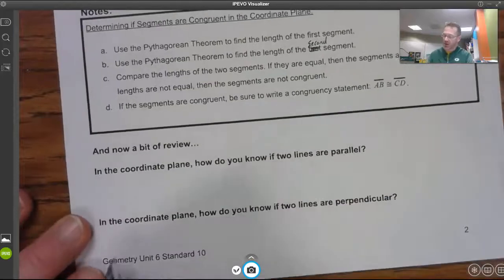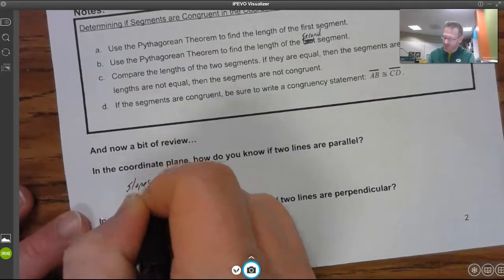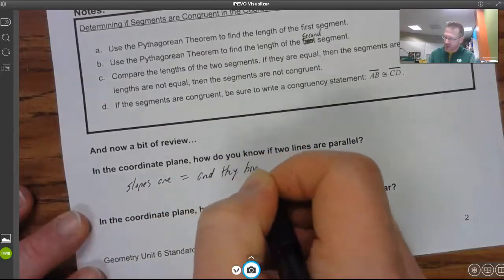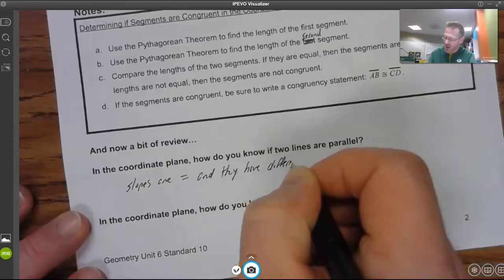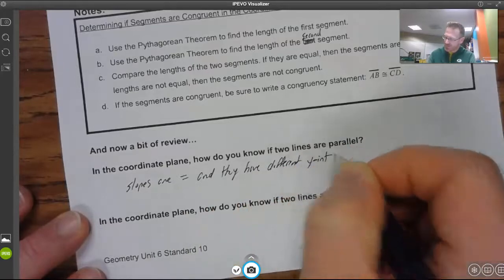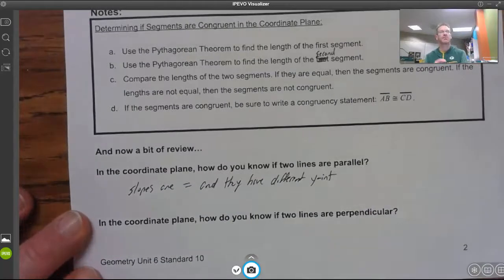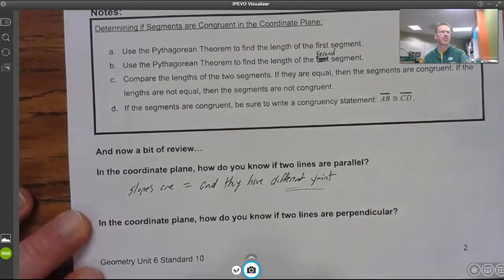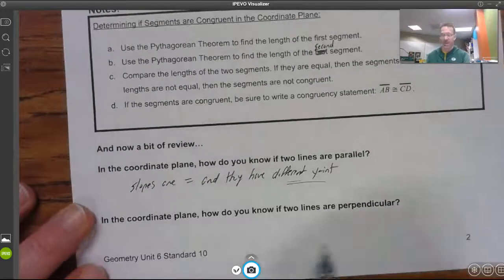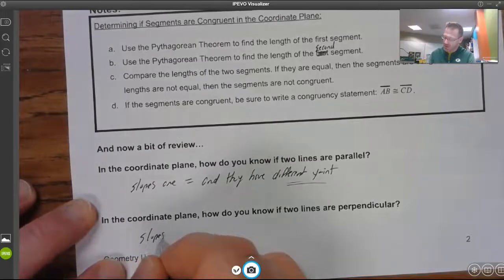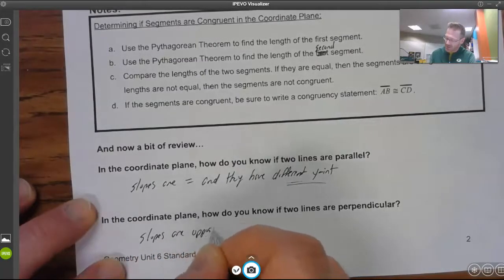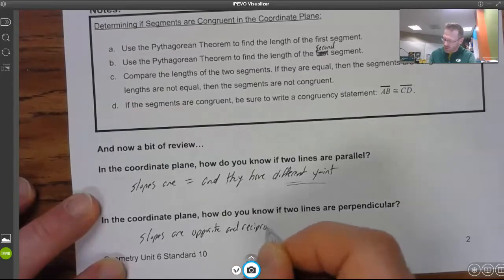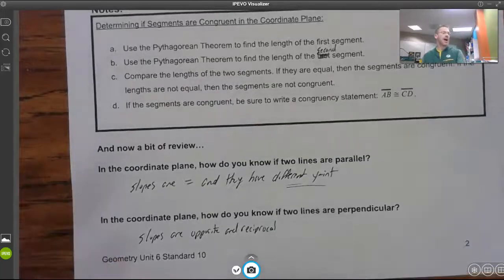Hopefully you said that for parallel lines the slopes are equal and they have different y-intercepts, because we want to make sure we're talking about two different lines. Now we're talking about two distinct lines. How about perpendicular? The slopes are opposite and reciprocal. See if I can spell that. So opposite and reciprocal.